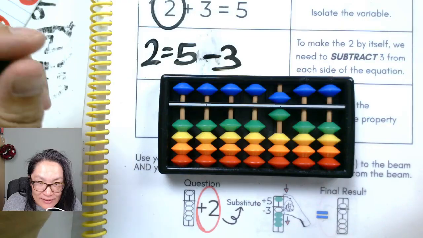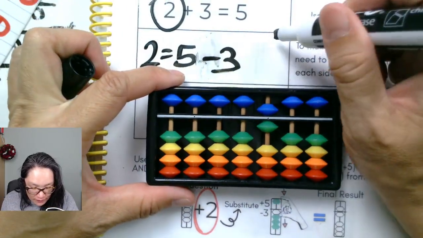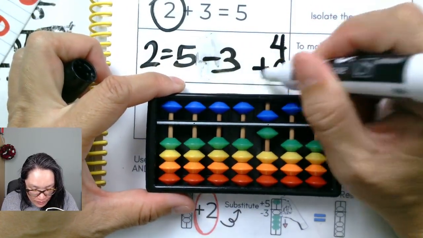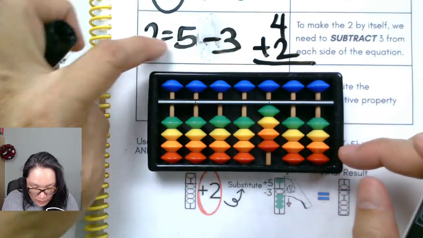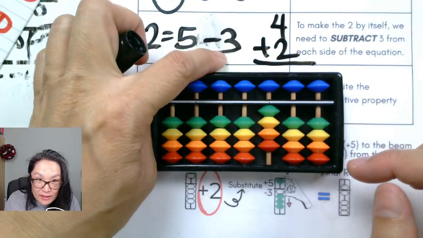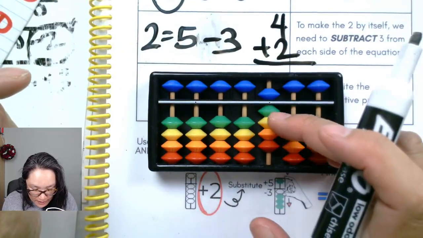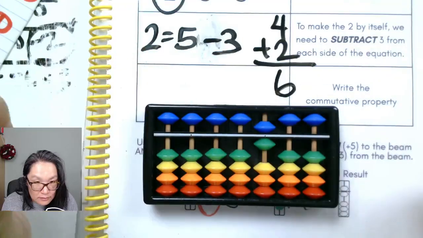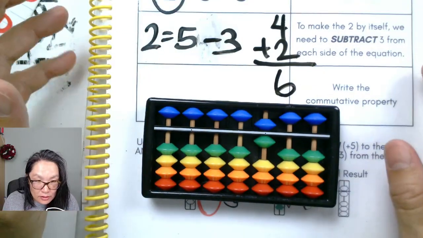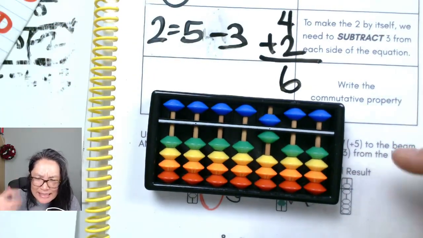Benny Jets, does that make sense? So what did we do? We did 4 plus 2, which is plus the 5 minus the 3. My final answer is 6. Easy peasy.